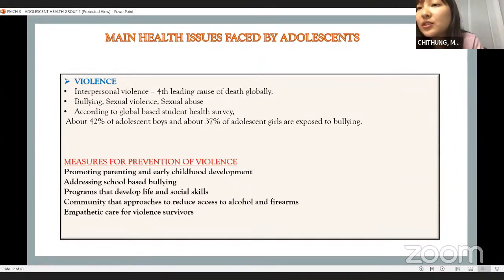Some measures for prevention of violence are promoting parenting and early childhood development, addressing school-based bullying, programs that develop life and social skills, community approaches to reduce access to alcohol and firearms, and empathic care for violence survivors.